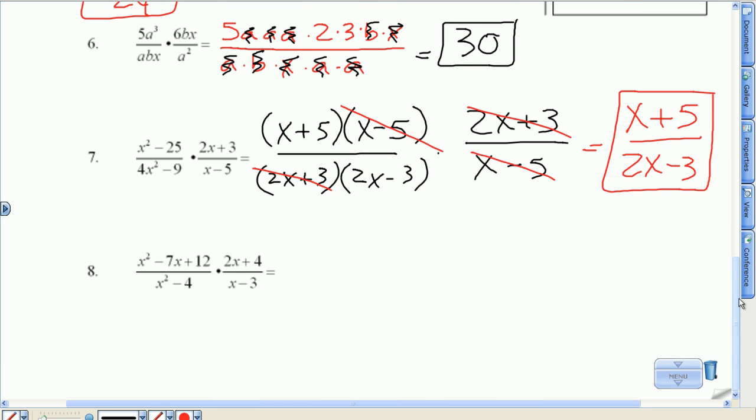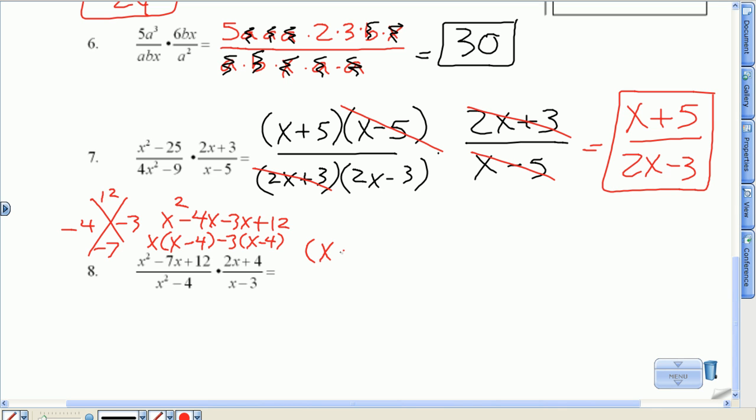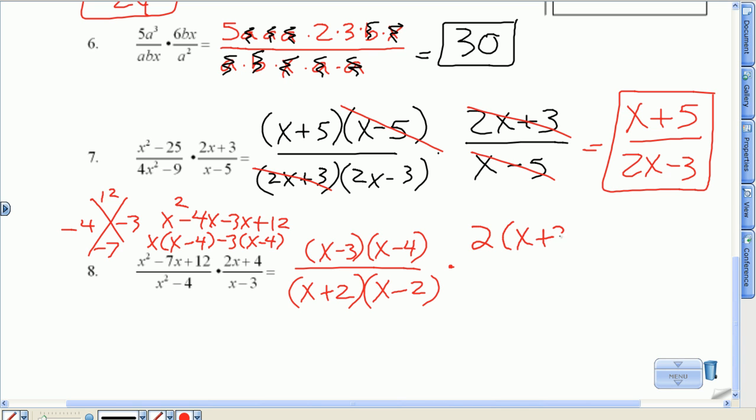Alright, problem 8 here. We have a trinomial, so off on the side somewhere, we'll do our puzzle. We're talking factors of 12 that add to be negative 7, which is negative 4, negative 3. So that's x squared minus 4x minus 3x plus 12. That's x times x minus 4 minus 3 times x minus 4. So when that's all done, you're going to have x minus 3 times x minus 4 on top. On the bottom we have difference of two squares. Take the square root of x squared, take the square root of 4, put a plus minus in there. 2x plus 4 has a GCF of 2. And the x minus 3, we can't touch it. We can't do anything with it.